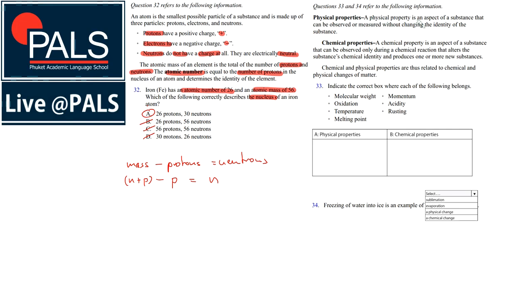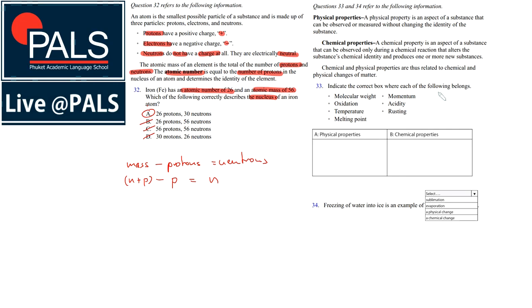Physical properties. A physical property is an aspect of a substance that can be observed or measured without changing the identity of the substance. Chemical properties. A chemical property is an aspect of a substance that can be observed only during a chemical reaction that alters the substance's chemical identity and produces one or more new substances. Chemical and physical properties are thus related to chemical and physical changes of matter.